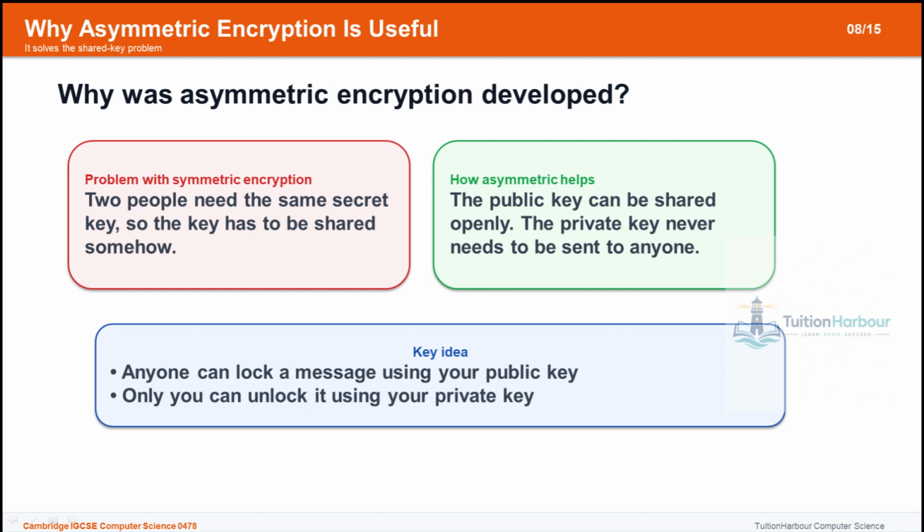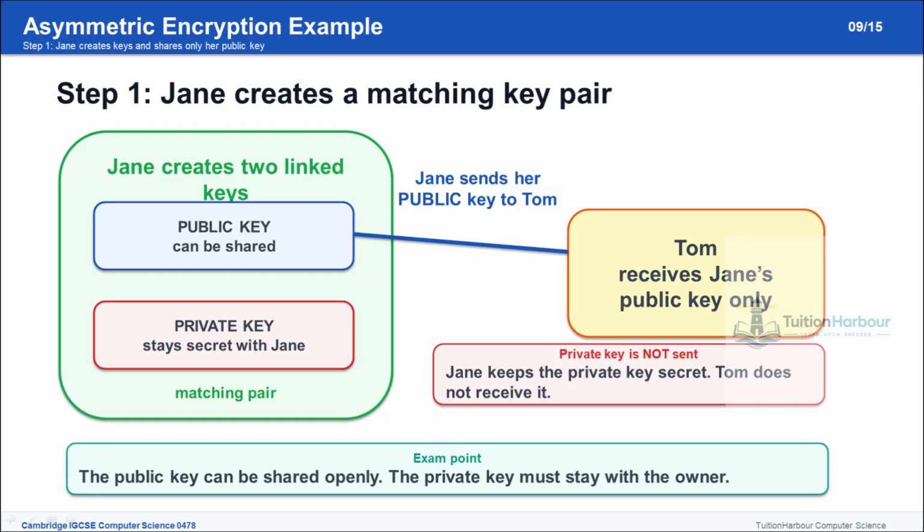Asymmetric encryption was developed to solve the shared key problem. In symmetric encryption, the same key has to be shared somehow. In asymmetric encryption, the public key can be shared openly and the private key never needs to be sent to anyone. Anyone can lock a message using your public key, but only you can unlock it using your private key.